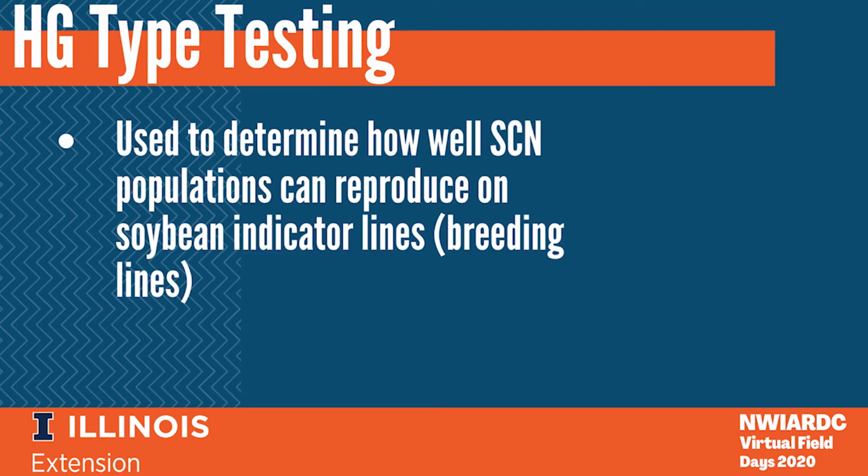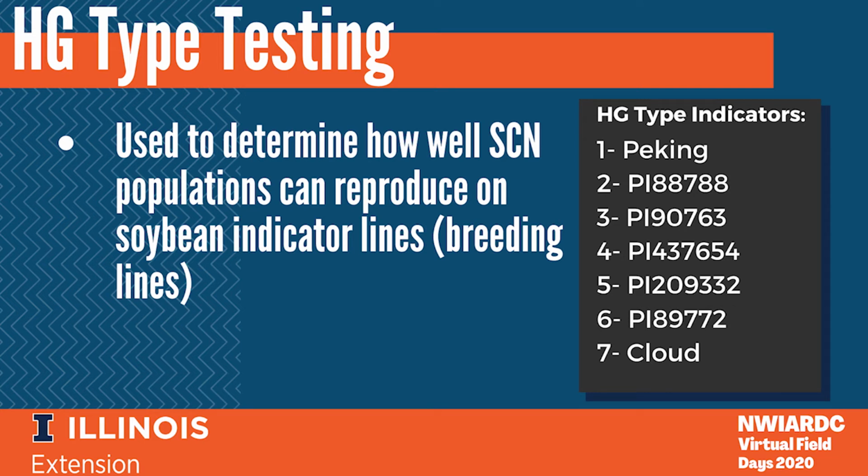So HG type tests, like I mentioned, are used to determine how well an SCN population can reproduce on the different soybean cyst nematode indicator lines. And these are the indicator lines that are used to breed resistance into our commercial cultivars. And here's the list of indicator lines, and they're assigned numbers here, 1 through 7. So that's how we identify the indicators, by their number.